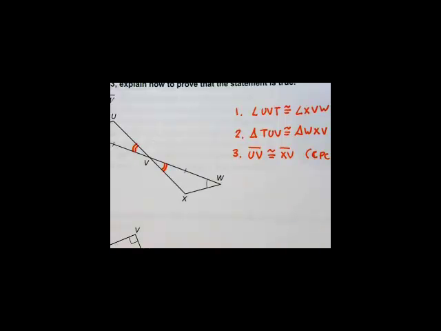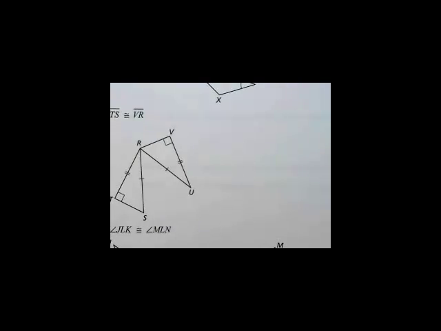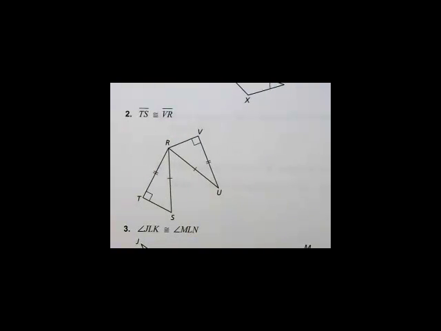So we come up with a little game plan for this one then. We want to show that TS is congruent to VR in those triangles. So, are there any extra pieces that we need in this one? Are there any other things that we need in there?